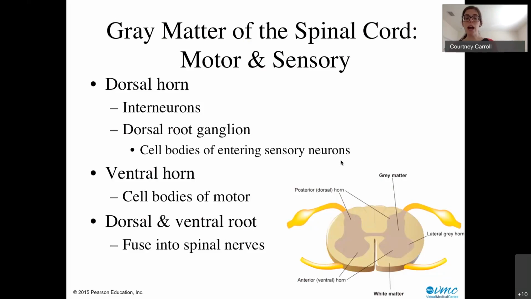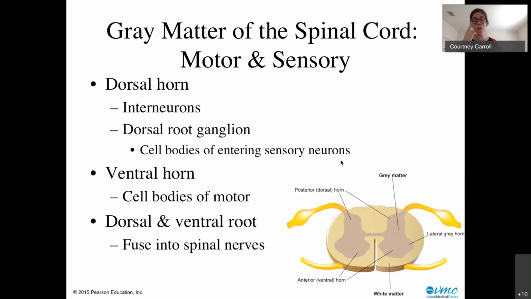They will shoot out processes from those horns, and those nerves will then fuse into our spinal nerves. So your spinal nerve has both the sensory nerve and the motor nerve wrapped together. But when they come to the spinal cord, we will separate that information. We'll put sensory in the back and motor in the front.